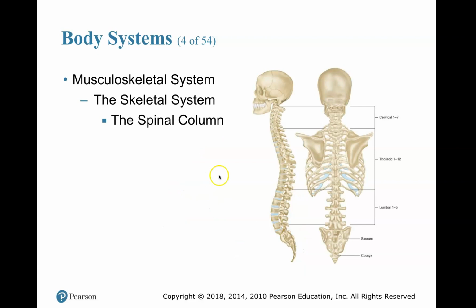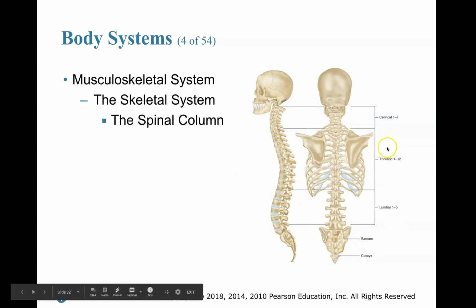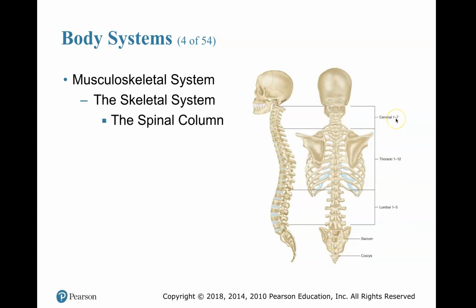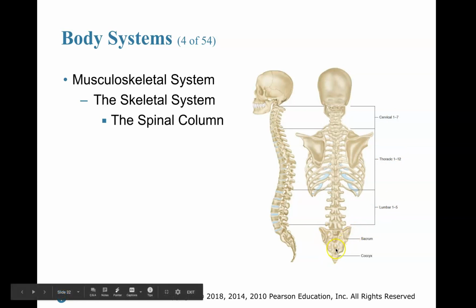Spinal column. You have the cervical column, the thoracic column, the lumbar column, then the sacrum and the coccyx. There's 7 vertebrae in the cervical column. There's 12 in the thoracic and 5 in the lumbar. Then you have the sacrum, which looks like a big alien right there, and the coccyx, which is the little tip right there.